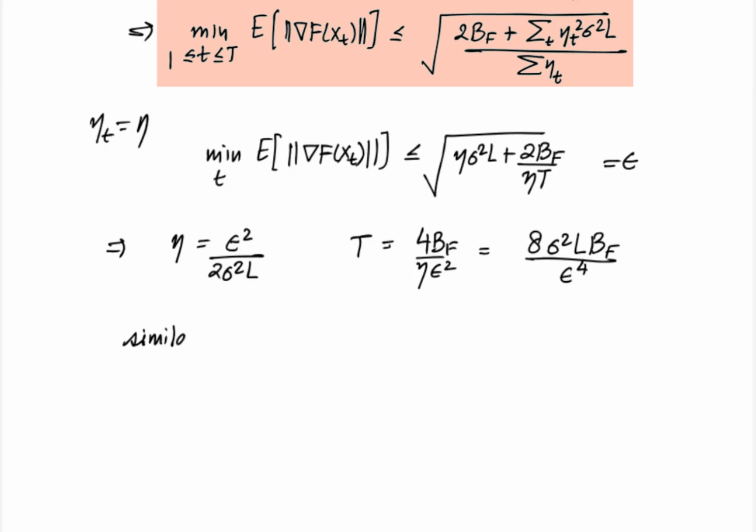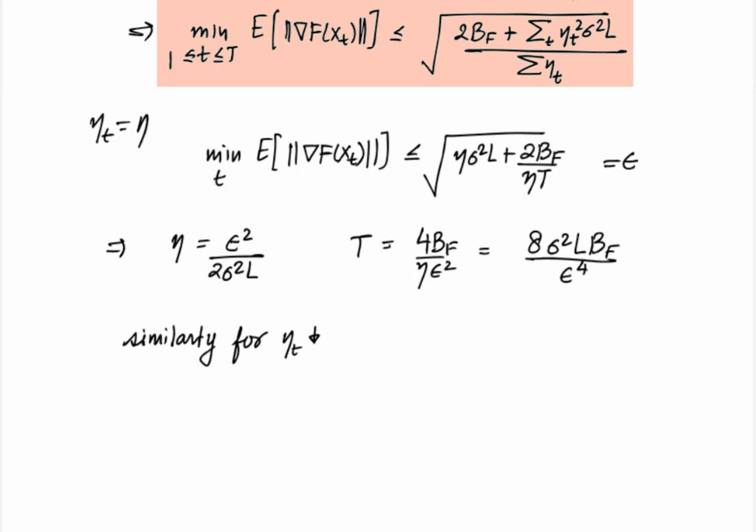We can get a similar result for the diminishing step size case. Adaptive step sizes are also possible, but the analysis gets much more complicated in case of SGD because of the expectation operator that needs to be carefully applied in the proof.